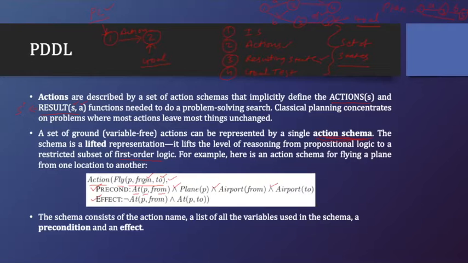Now after performing the action, what is the effect? The effect is your result, right? So what is the effect? The effect or the result will be, it says, not at P from. What is the meaning of that? The plane is not at the from airport, because it has flown already. And P is at the to airport. So definitely when it flies from the from airport, it will go to the to airport. So it will be at the to airport.